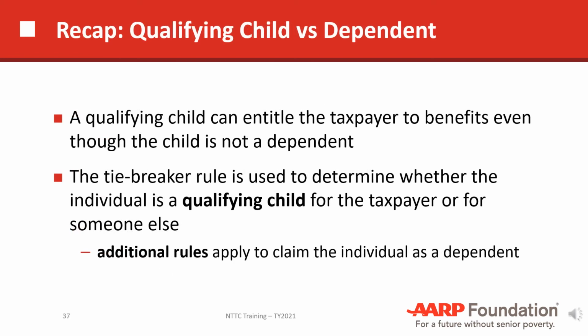So we need to look at a qualifying child from two different perspectives. We need to look at them potentially as a dependent, but also possibly as a non-dependent, but qualifying the taxpayer for various other tax benefits. So the qualifying child can entitle the taxpayer to benefits even though the child is not a dependent. The tiebreaker rule is used to determine whether the individual is a qualifying child for the taxpayer or perhaps for somebody else. Additional rules apply in order to claim the individual as a dependent.